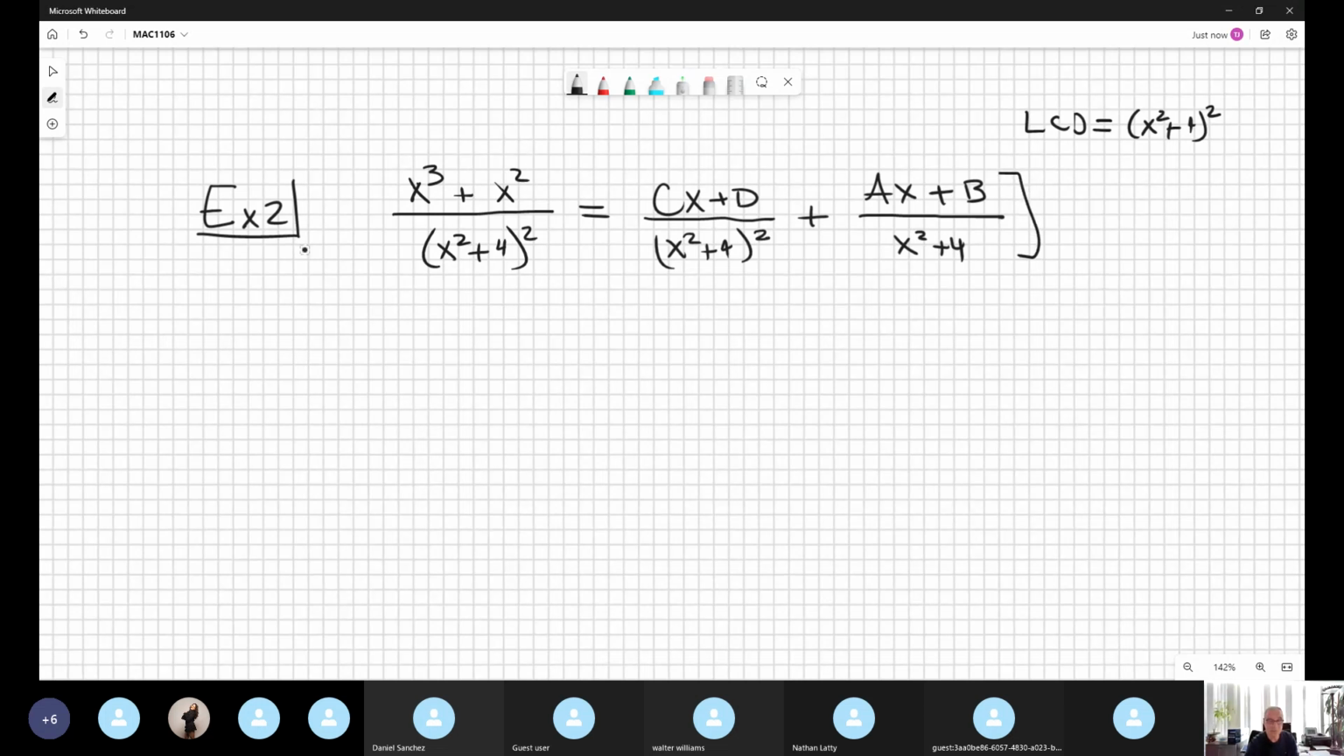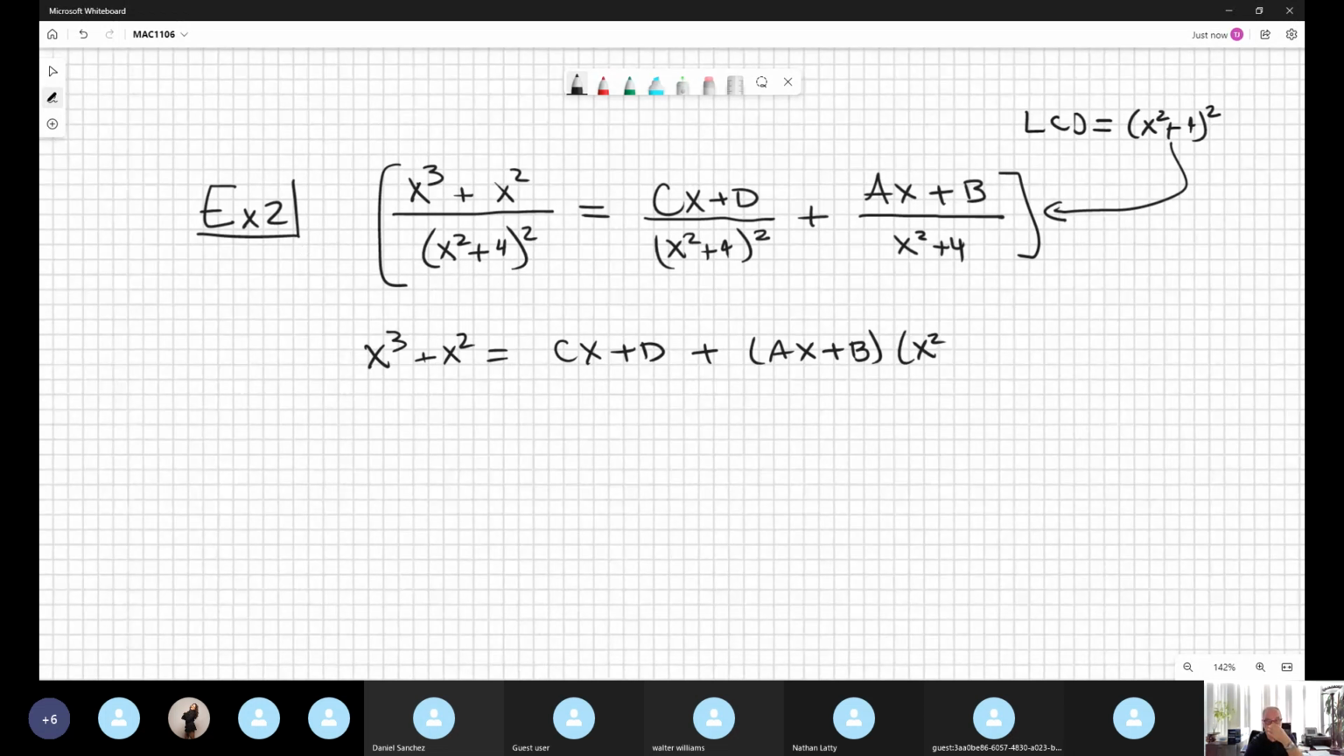Now multiplication. This is an important step. When you are doing the multiplication, the thing we are doing is clearing fractions, no fraction anymore. Then we have in the left hand side x cubed plus x squared. In the right hand side you have only cx plus d, only that, plus ax plus b times x squared plus 4. Do you understand very well this multiplication?